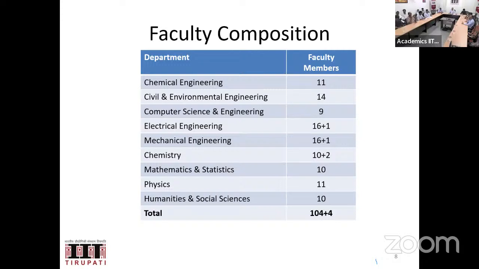If you look at the composition of the various departments, the chemical engineering department is quite strong, though we started later, with about 11 faculty members. Civil and environmental engineering has 14. Computer science engineering is the most difficult department to find faculty for because of the huge demand. We have 9, which I would say is a very healthy number relative to all other IITs at this stage of their development. Electrical is the biggest department, with nearly 17 faculty members. Mechanical is also quite big, 17. Chemistry has about 12 faculty members, mathematics about 10, physics 11, and humanities and social sciences 10.